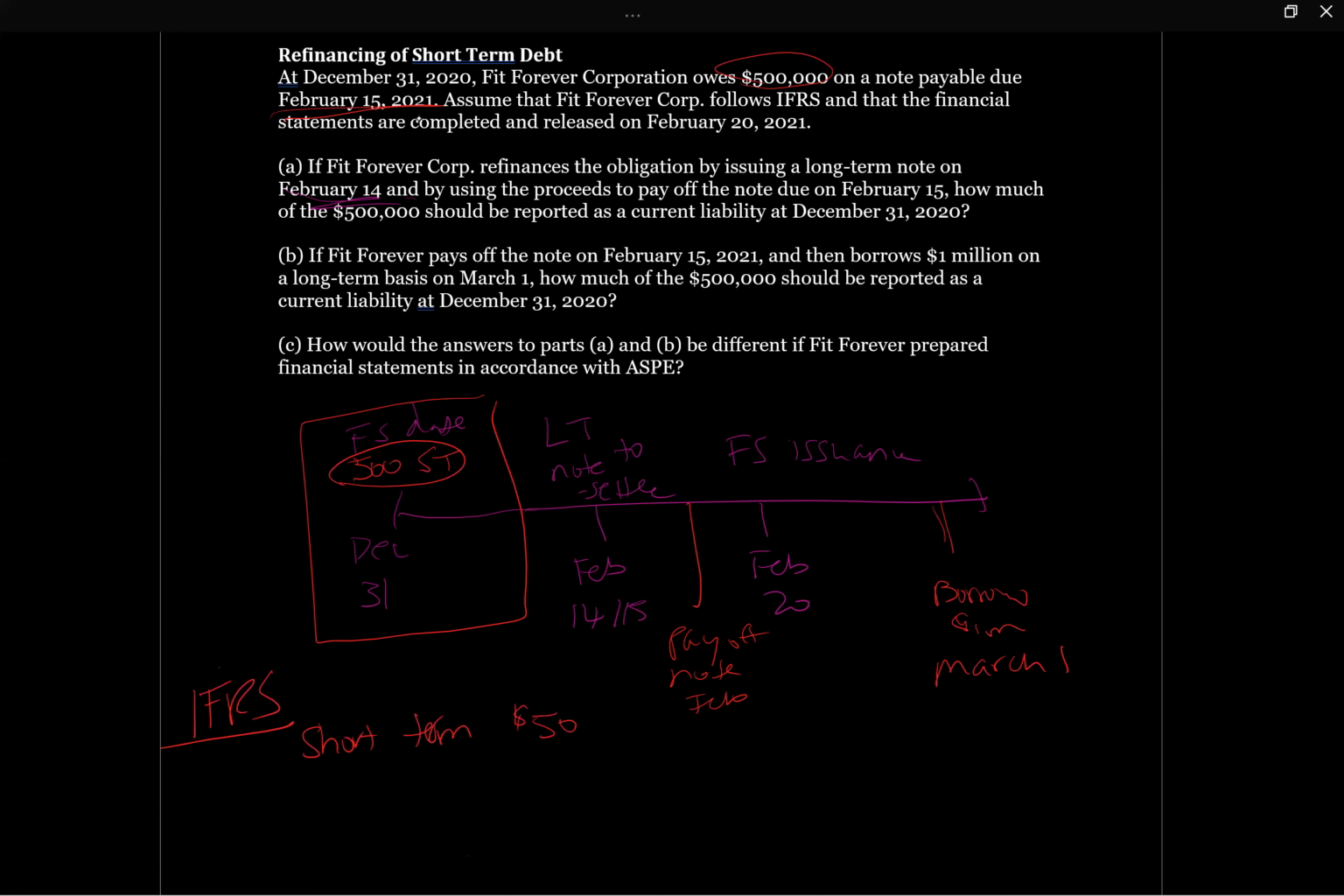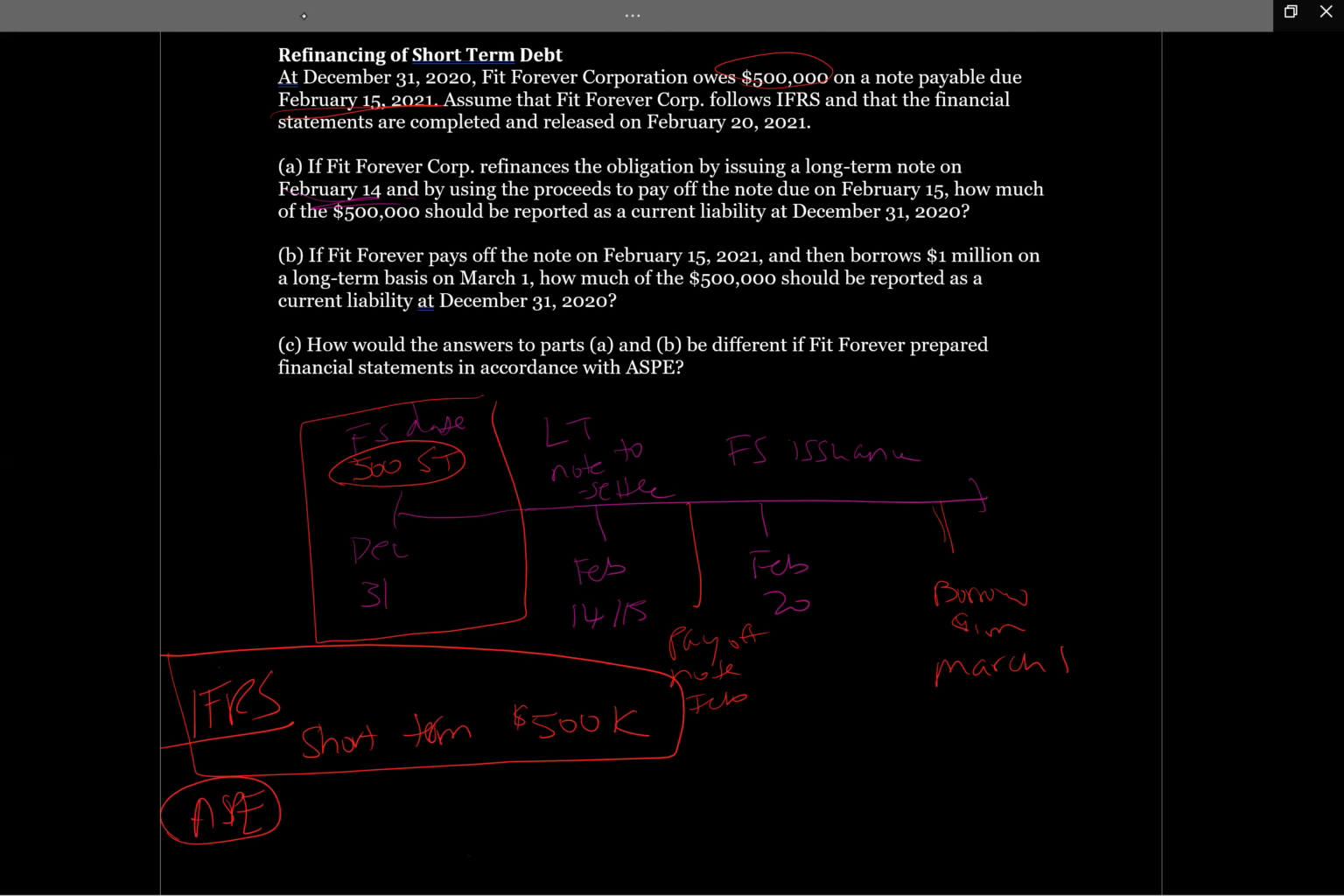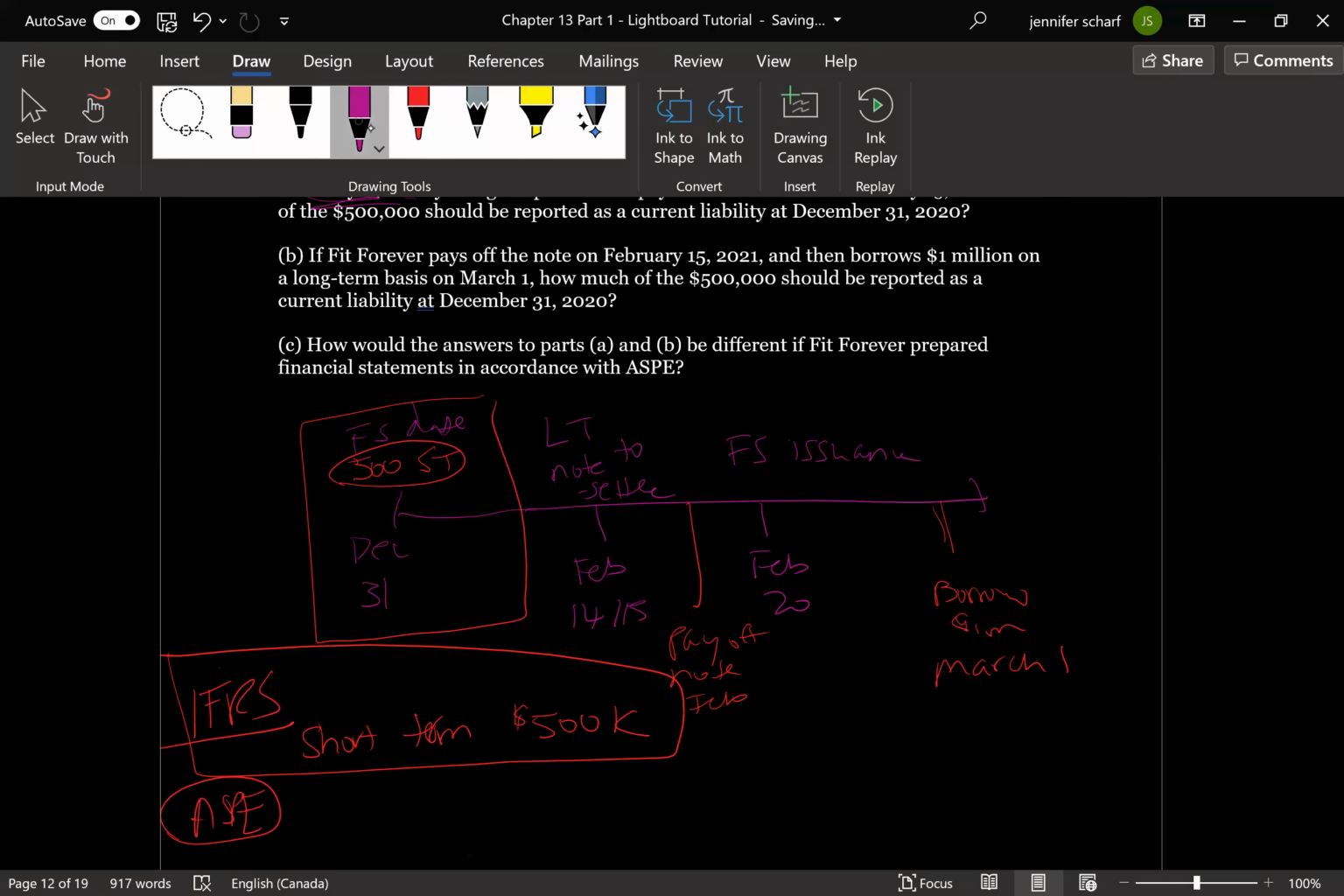We would have our $500,000. And in the second option where they pay off the note and then they borrow, it's the exact same thing. So A and B are exactly the same. IFRS is very simple. What about ASPE? ASPE gives a little bit more wiggle room. So they say, well, the date that ASPE is concerned about is the date of, let's change our color here so we can get this going.